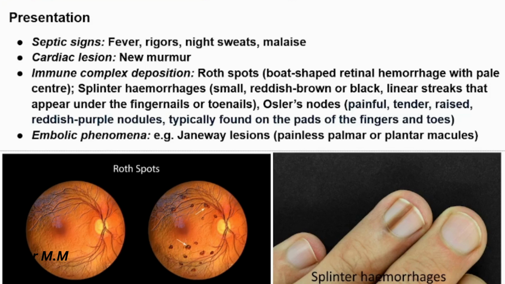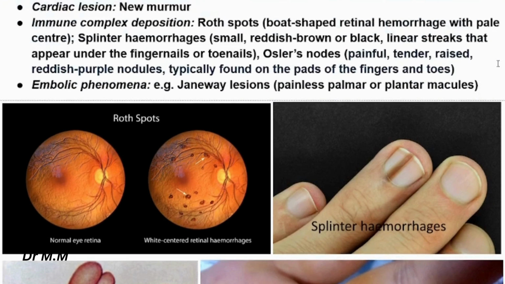We have Roth spots, which are white-centered retinal hemorrhages. Splinter hemorrhages are small reddish-brown or black linear streaks that appear under the fingernails or toenails, as we can see here. And Osler nodes are painful, tender, raised reddish-purple nodules typically found on the pads of the fingers and toes. Here we can see Osler nodes.